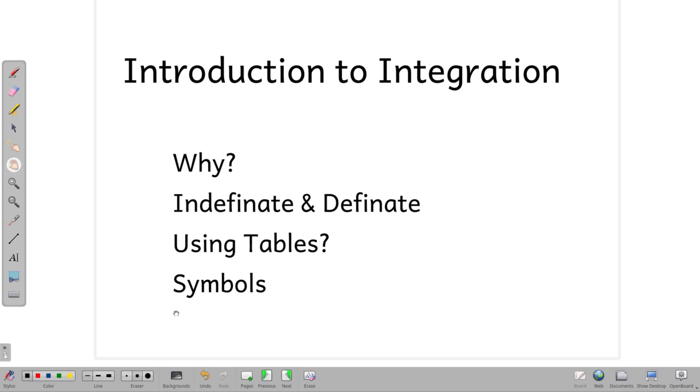That brings me to the next question, indefinite and definite integration. We're going to begin by looking at indefinite integration, and I'll explain that as we come to it. Definite integration is related to that second reason I mentioned, which is finding area under curves. Indefinite is more to do with going backwards a step, which is obviously where we're going to start.